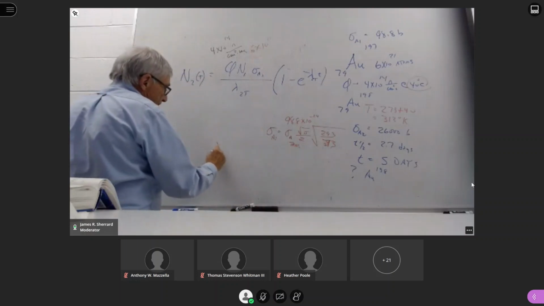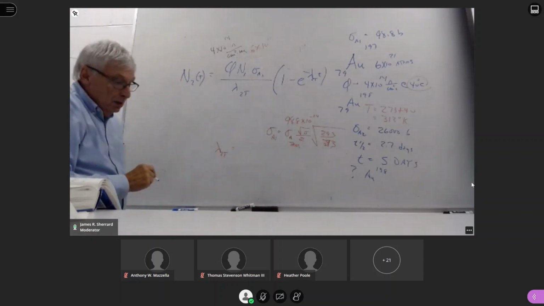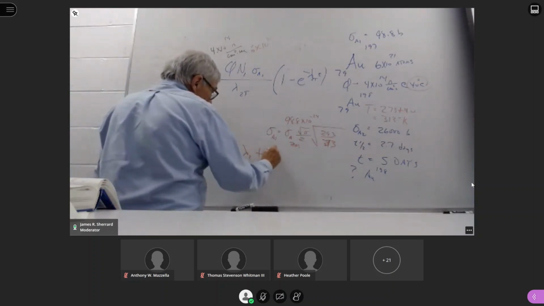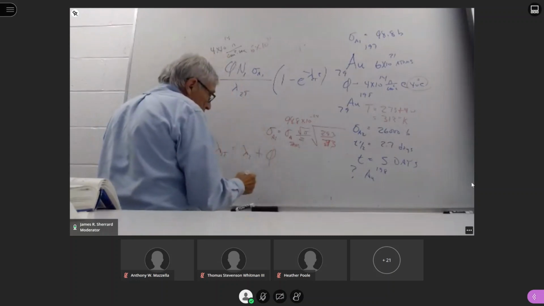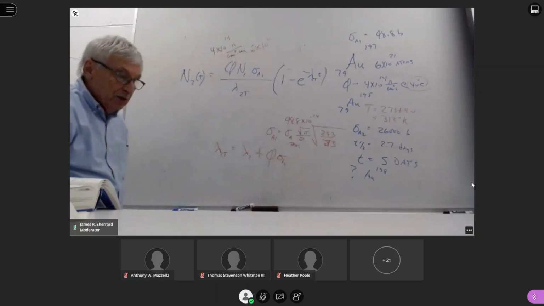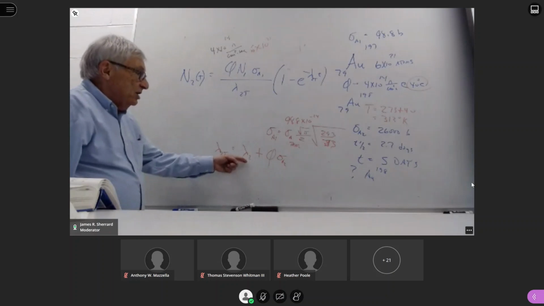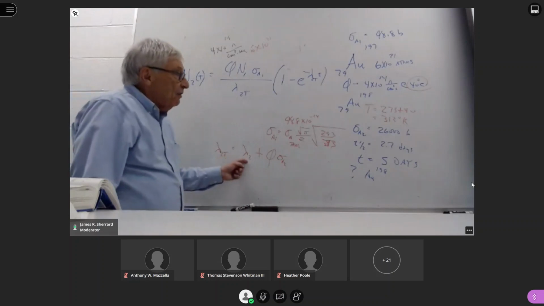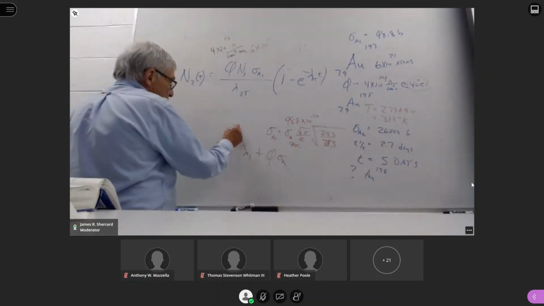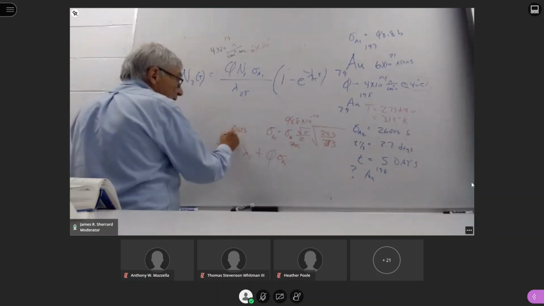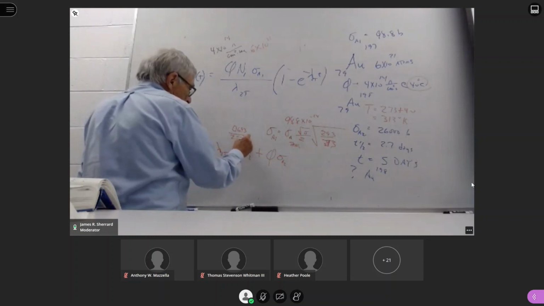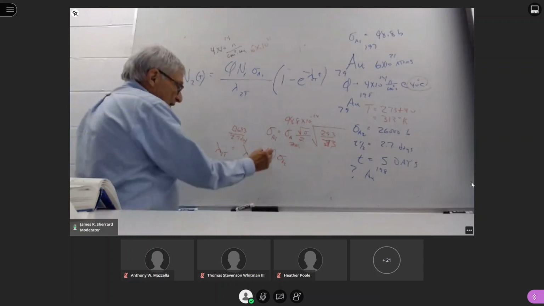If we look at lambda 2 effective, what is that? That is the original decay constant plus the flux times the absorption cross-section for 2, right? What is the decay constant? We have to look at the half-life for our gold, which is this. So this is going to be 0.693 divided by 2.7 days.